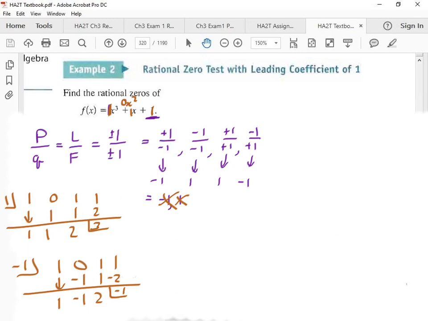No rational zeros. It might have imaginary zeros, but no rational ones. Now that was just practice for finding possible rational zeros. The next one I want to do for you guys shows you guys why we would find possible rational zeros. Here we go.